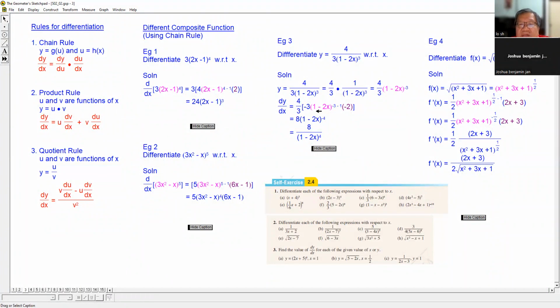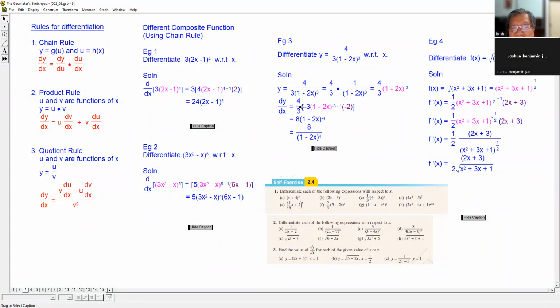Differentiate the bracket, negative 3, then negative 3 less by 1. Then I differentiate what is inside the bracket. Differentiate 1 becomes 0. Differentiate negative 2x becomes negative 2. Okay, no? Differentiate the bracket, negative 3, negative 3 minus 1. Differentiate inside the bracket, negative 2. 2 steps. Differentiate 2 times.